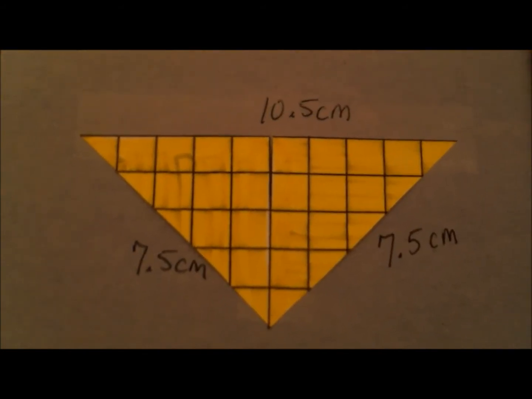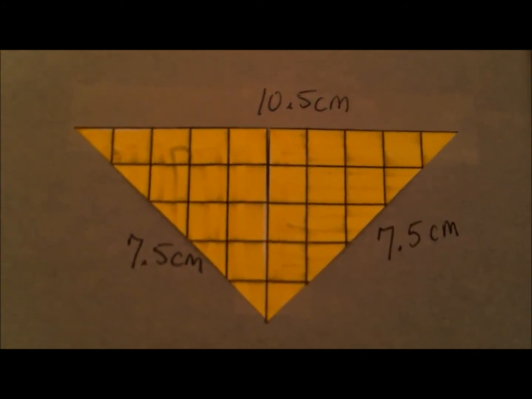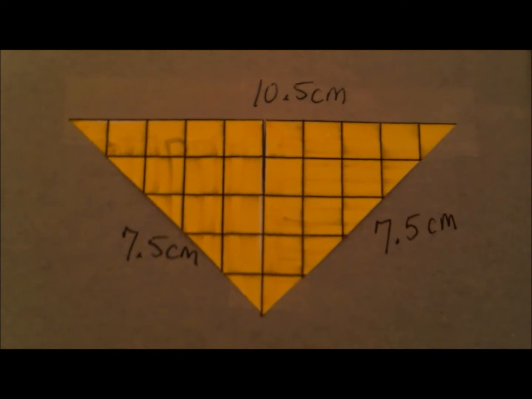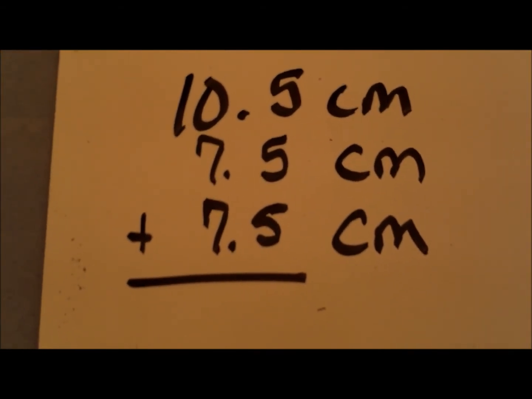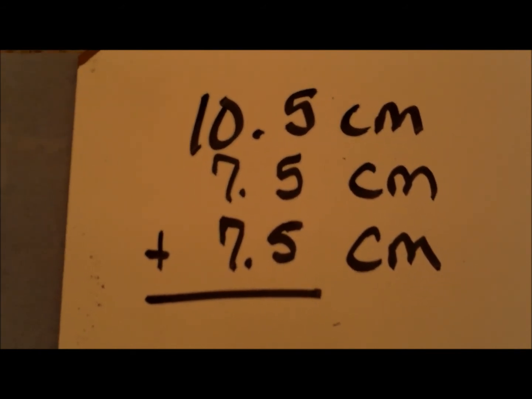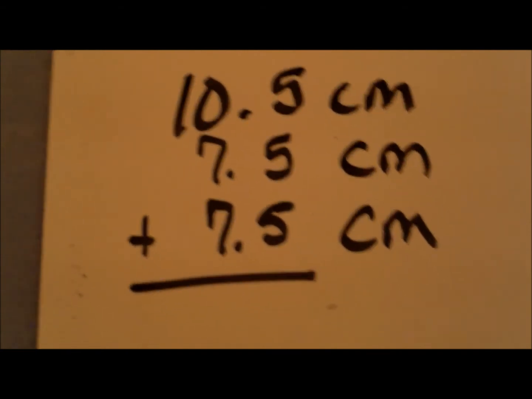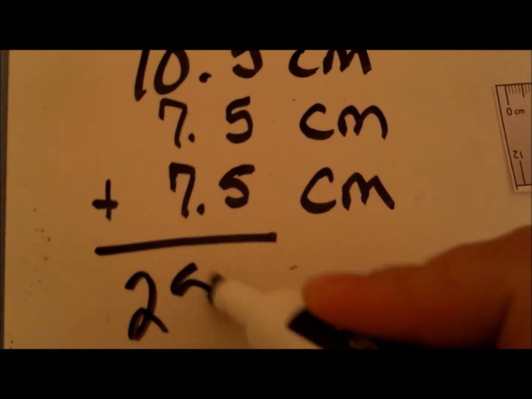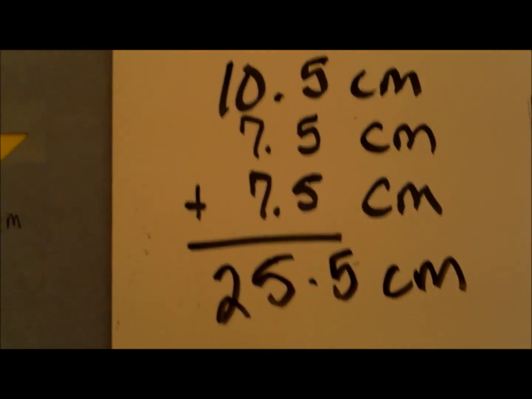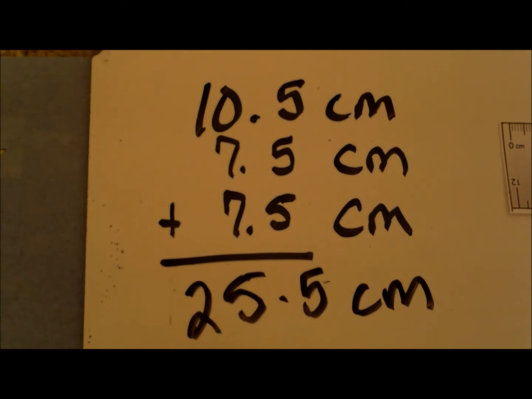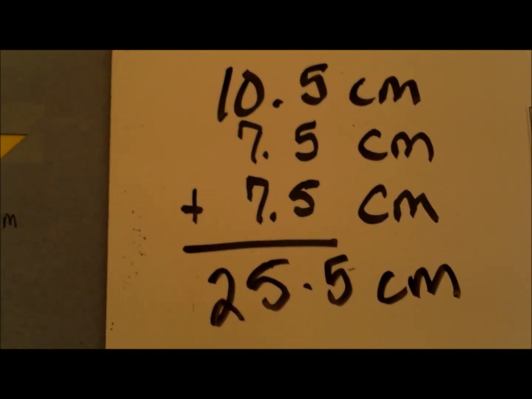Here we have the new figure that Elmo created, and we put our measurements in centimeters. Now we're going to add this up to figure out what the perimeter is of Elmo's new figure. We have 10.5 centimeters plus 7.5 centimeters plus 7.5 centimeters. When I add all this up together, this should give me a total of 25 and 5/10 centimeters. So Elmo did a pretty good job. Remember, this perimeter at the beginning had been 20 centimeters. So Elmo definitely made a much larger perimeter.